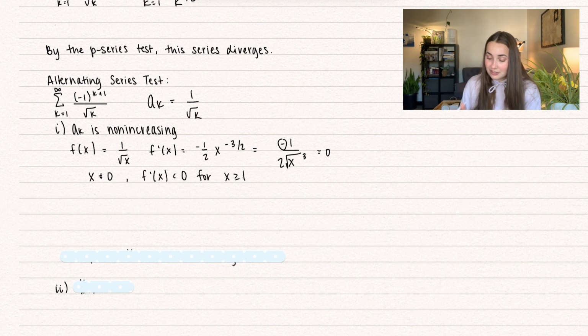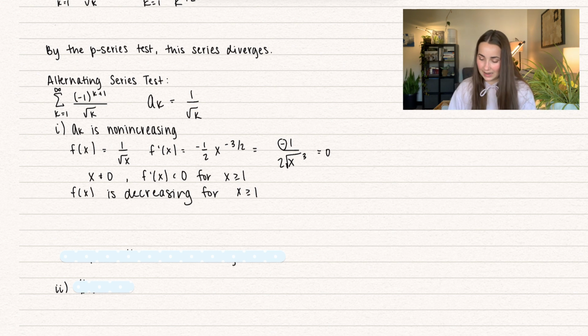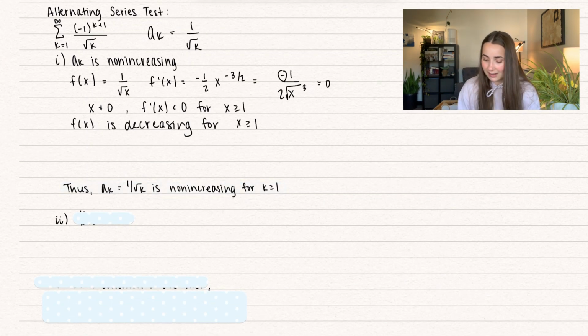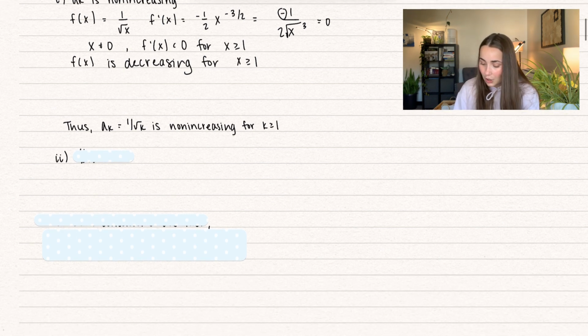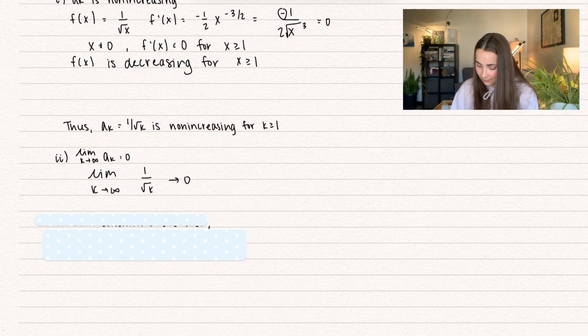So since the first derivative is negative, that tells us that our function f of x is decreasing for x values greater than or equal to 1. That tells us something about our a sub k, right? Our a sub k is just like a function, except it's only at the natural numbers 1, 2, 3, 4, 5. So our a sub k is going to be non-increasing, or decreasing, for k greater than or equal to 1. We also need to show that the limit goes to 0. So let's take the limit as k approaches infinity of 1 over the square root of k. Naturally, this is going to go to 0, so both of these conditions are met.